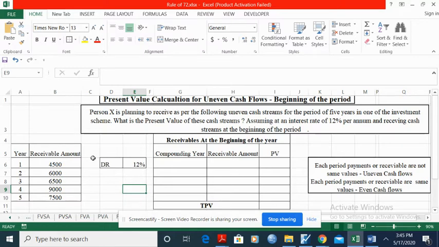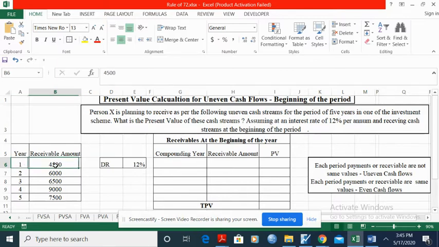So the problem here: Mr. X is planning to receive the following uneven cash stream for a period of 5 years in one of the investment schemes. He is planning to receive 4,500 rupees, 6,000 rupees, 6,500, 9,000, 7,500 rupees. But the only difference here is instead of receiving at the end of the period, he is receiving each of these cash flows each year at the beginning of the period.